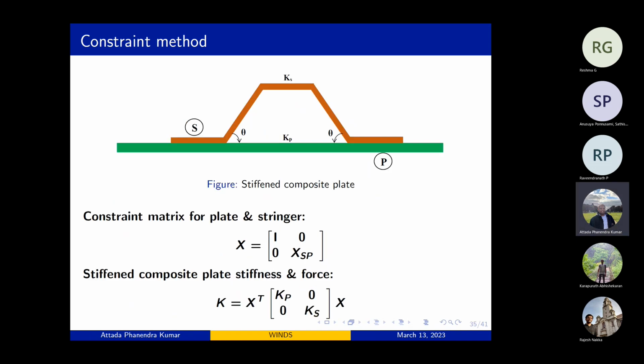Then comes the constraint between the plate and the stringer. Here also, similarly, we'll have the common nodes between the stringer and plate, from where we will obtain the XSP, which is the constraint matrix, which helps us to relate the 2D displacements of stringer and the plate. Similarly, we obtain the final stiffness. This will give the stiffness of the whole structure, which we are interested in.